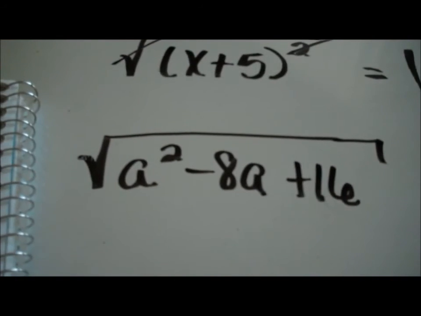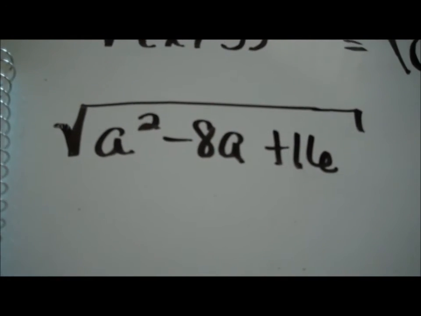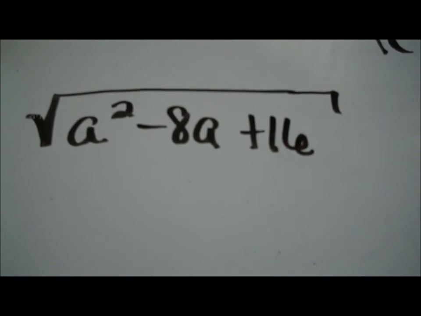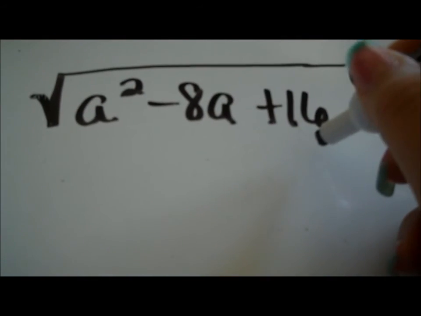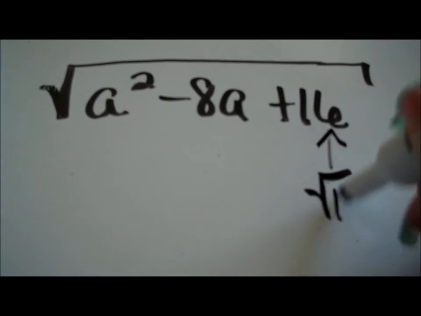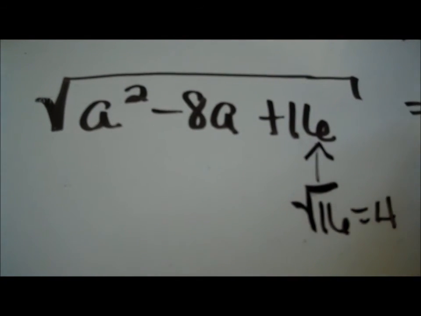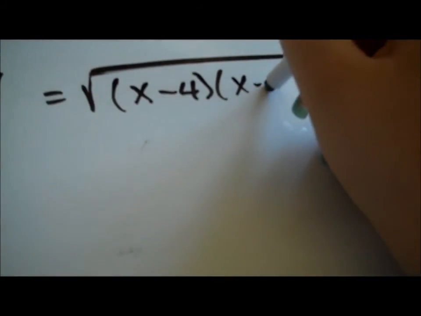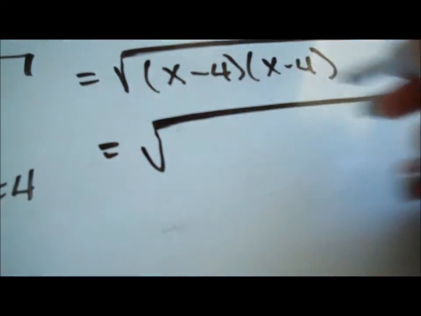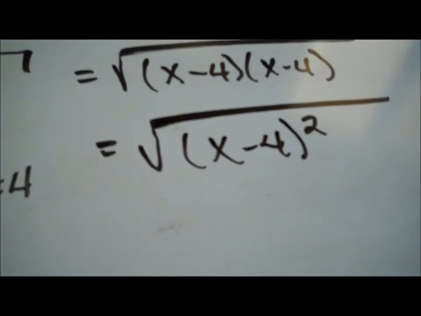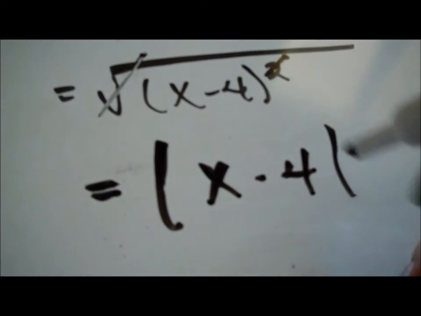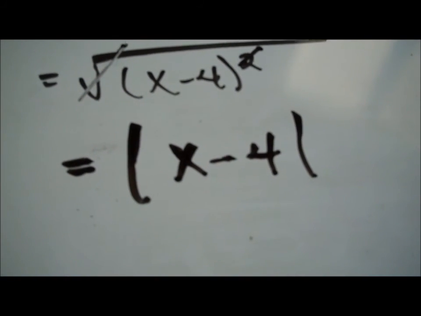Okay. For example, if we had something like this, where we had the square root of a squared minus 8a plus 16, we have to go back to chapters 5 and 6, which requires us to factor this. Now remember that this 16 is a perfect square, so you should be thinking the square root of 16 is 4. So when we factor this, we're going to get x minus 4 times x minus 4, which is the same thing as the square root of x minus 4 squared. Okay? So again, the square root and the square end up canceling each other out, but when I bring everything down, you need to make sure to use absolute values on that.